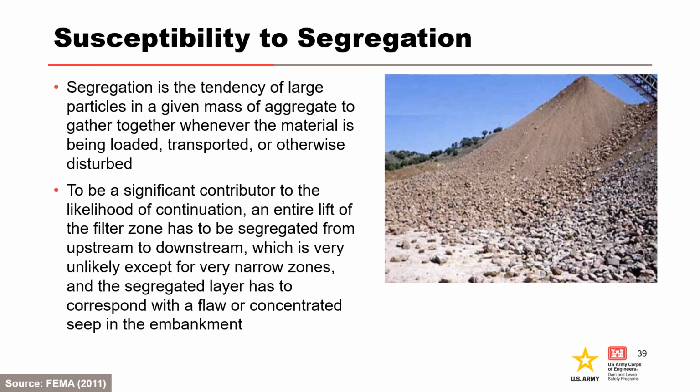Soils which are susceptible to internal instability are also susceptible to segregation. Segregation can cause pockets of coarse zones that may not be filter compatible with the material being protected. However, to be a significant contributor to the likelihood of continuation, an entire lift of the filter zone has to be segregated from upstream to downstream, which is very unlikely except for very narrow zones, and the segregated layer has to correspond with a flaw or concentrated leak in the embankment.